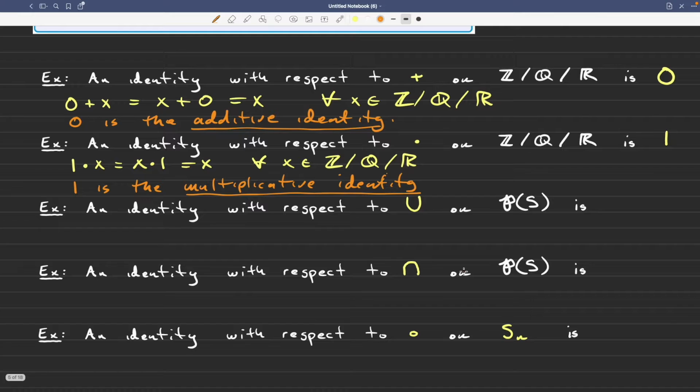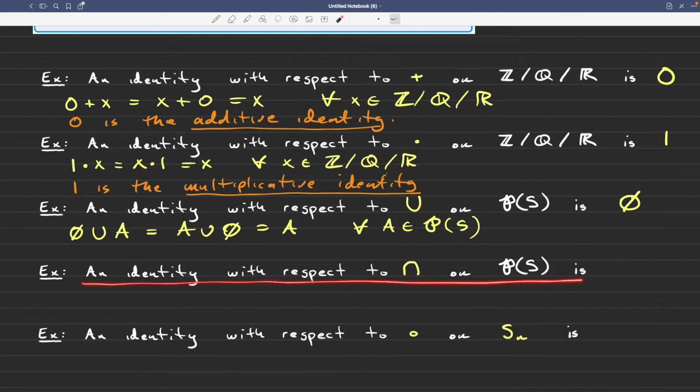How about if we're thinking about union here on the power set? Is there some set that you can union with any other set and it just gives you back that same set? Well, a moment's thought and you'll realize, yes, the empty set plays that role. Why? Because if you do the empty set union whatever set, let's say A, that's the same as A union with the empty set, which is just A. And this is true for every A in the power set of S.